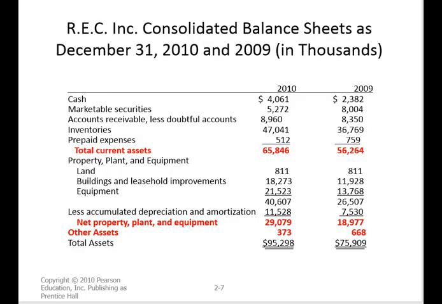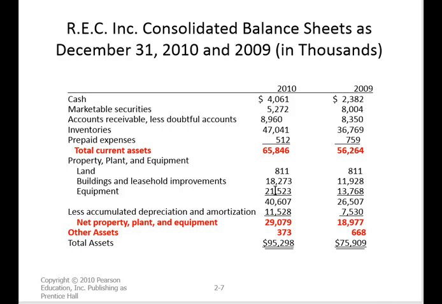So here we have the total assets of this company. If you look at the current assets, $65,846 in 2010, $56,264 in 2009. Obviously, you can see that current assets have increased. If you look down below here, you can see that there was a fairly substantial increase in the net property and equipment of the company. So we have purchased some major assets.